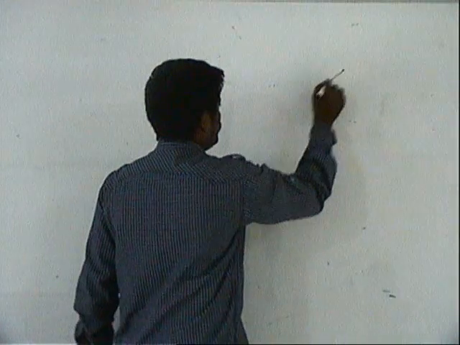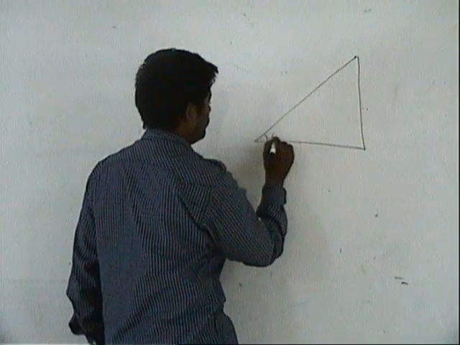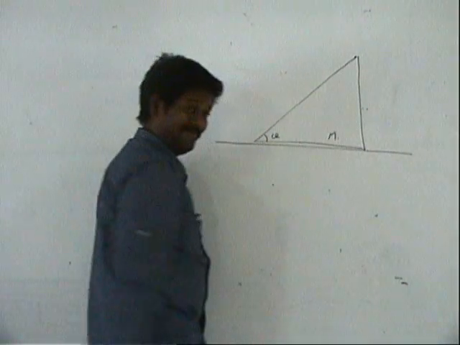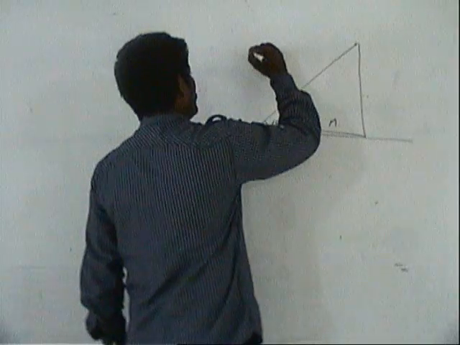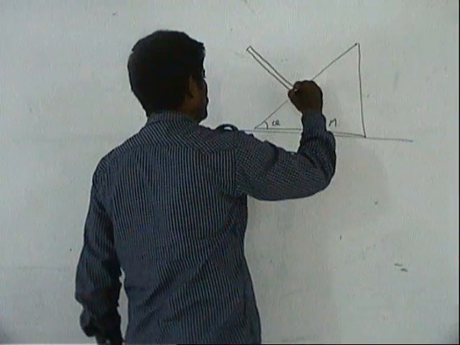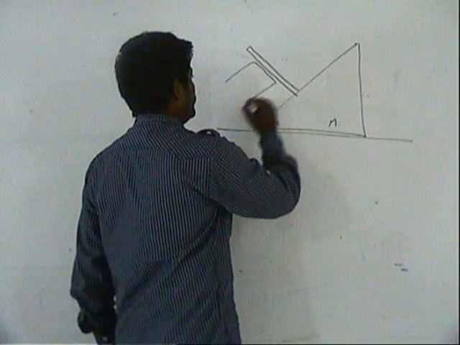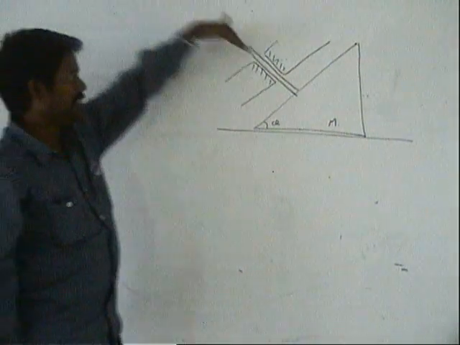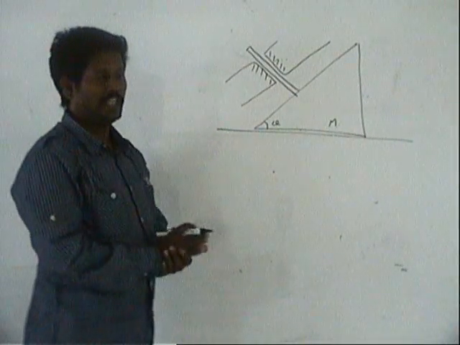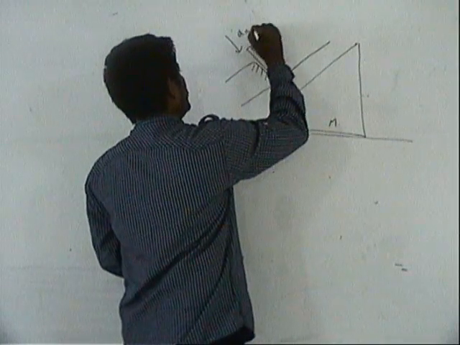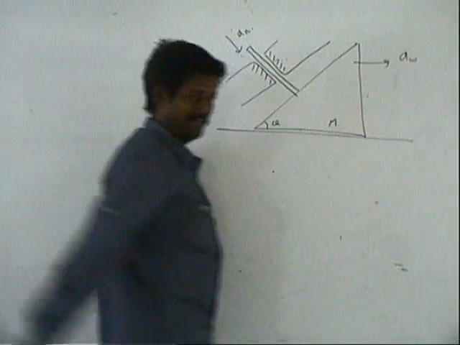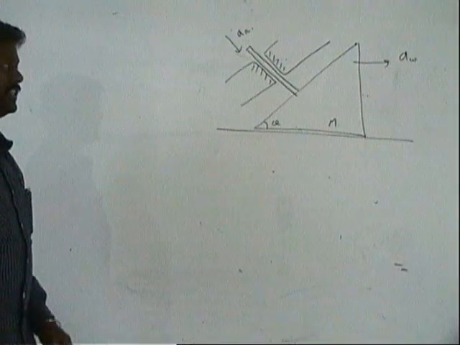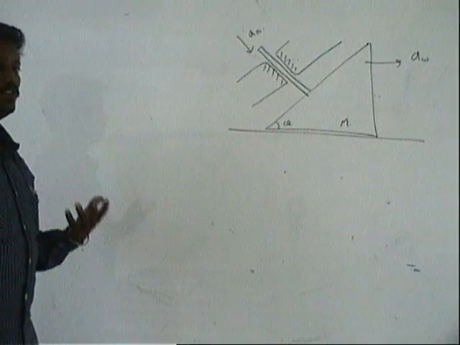Now some more problems of the same type I would like to discuss. Sometimes we will be given a wedge of mass capital M, all are frictionless contacts, and you have a rod resting on it, and we have a wall here such that the rod is constrained to move in this direction only. Now we want to know the relation between A rod versus A wedge. We want a relation. Once we get the relation, we can use conservation of energy and calculate the velocities.